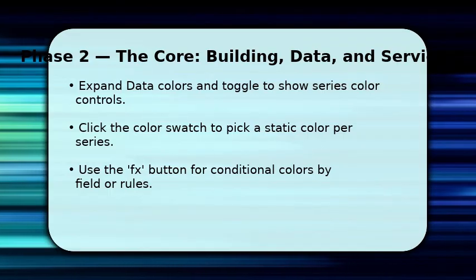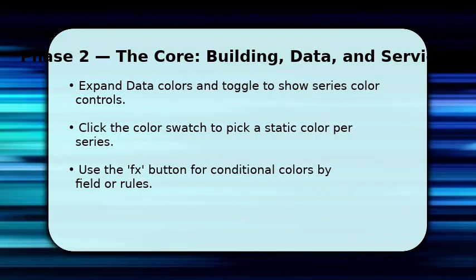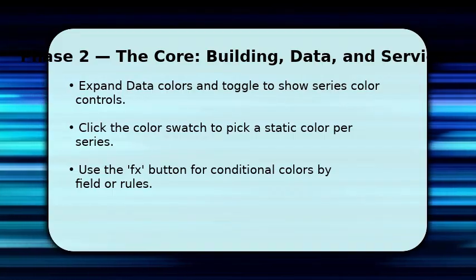If you need dynamic coloring, click the FX button to open conditional formatting options. Choose Format by field value or rules and point to a color field or define thresholds. This lets values drive colors, which matters when you want consistent coloring across visuals or to highlight ranges automatically.